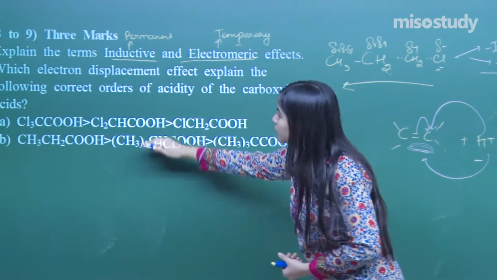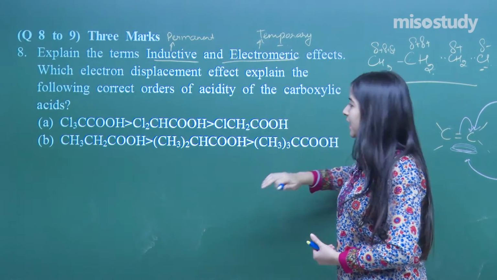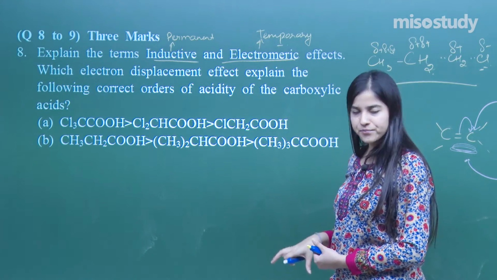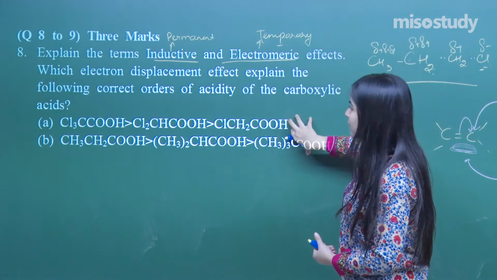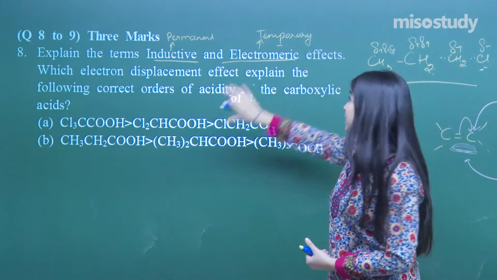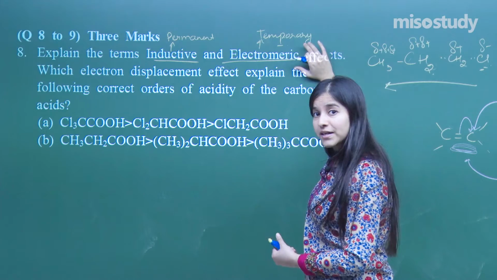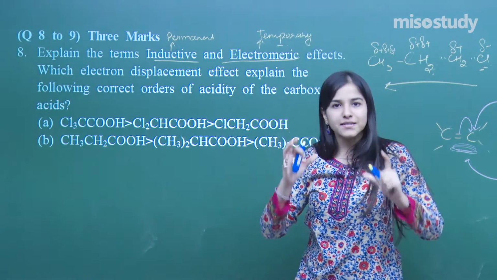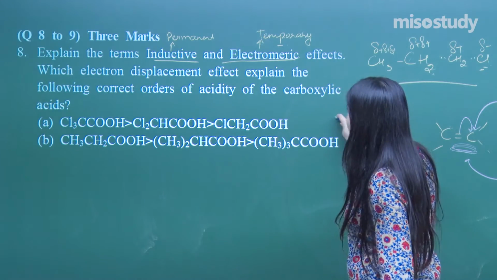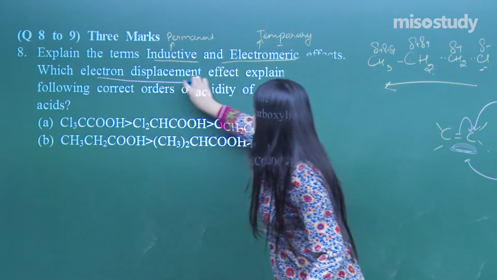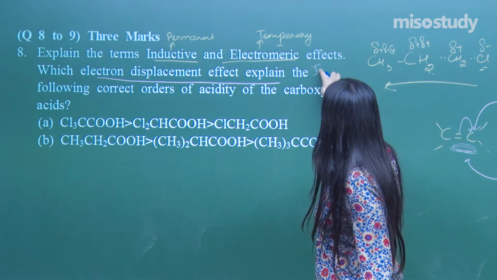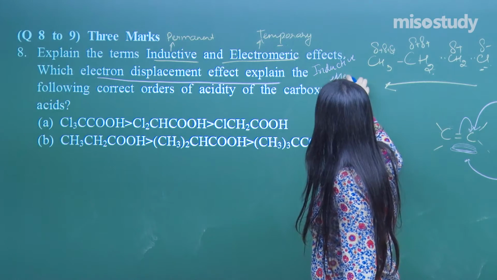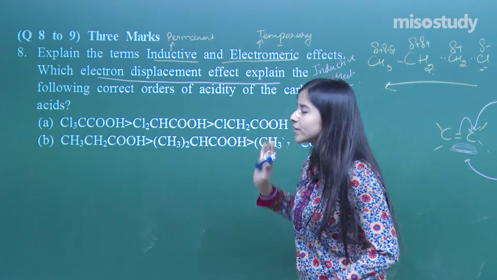Now, let us move on to determining the acidities. These are simple compounds which have been given, so they will have a permanent effect, not a temporary one, because the temporary electromeric effect always occurs in the presence of a species. I am not given a species over here, just simple molecules. So first of all, which electron displacement effect explains it? It is the inductive effect. Yes? Okay, then let me discuss how the acidity order has been decided.